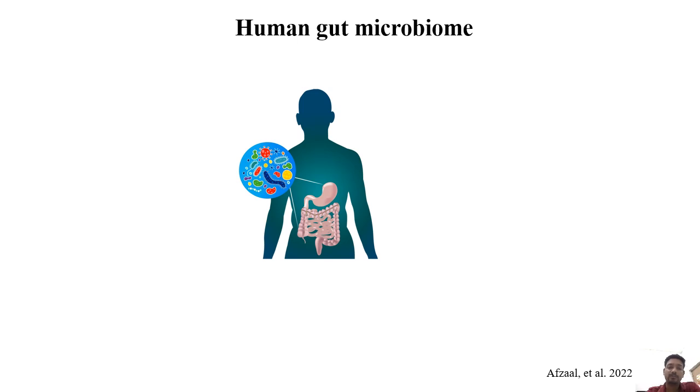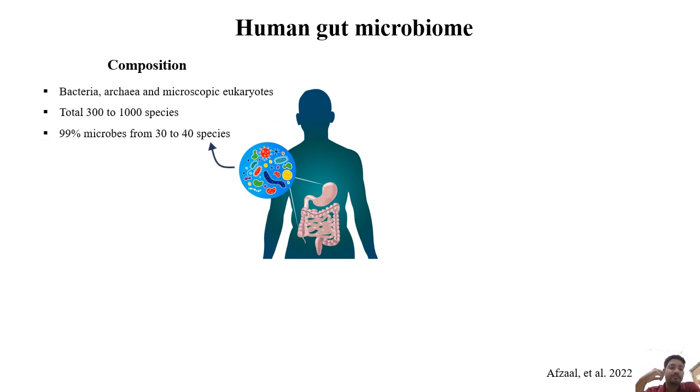So, before going into the topic, I want to discuss what human gut microbiota is. Human gut microbiota is the composition of microorganisms that includes bacteria, archaea, and microscopic eukaryotes. These include nearly 300 to 1000 different species, and around 99% of the microorganisms belong to 30 to 40 species.